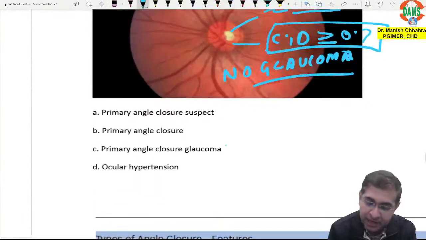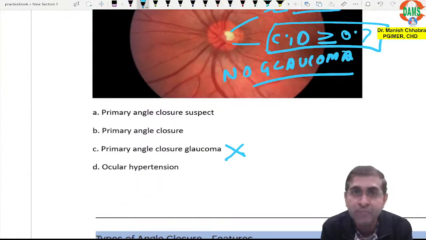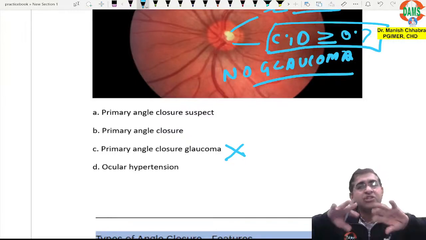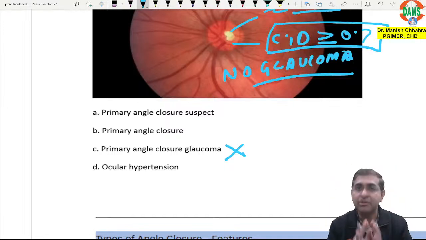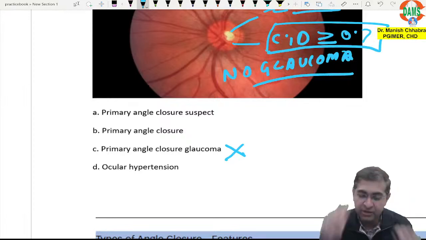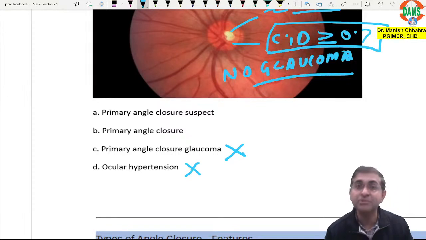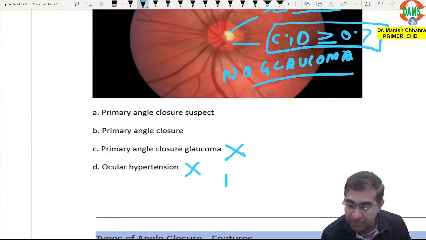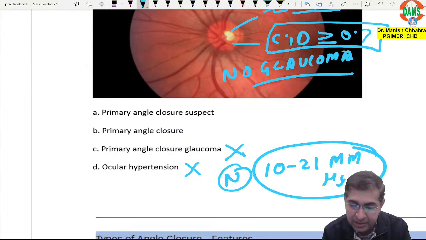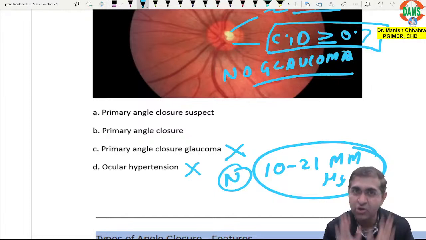So you will first and foremost eliminate primary angle closure glaucoma. What is ocular hypertension? Ocular hypertension is when there is just the raised intraocular pressure, but there is no visual field change, there is no optic nerve head changes. This can also not be there because the IOP is given, which is well within normal limits. The normal limit of IOP is 10 to 21 millimeter of mercury, which is normal. Yes, but this is not ocular hypertension.